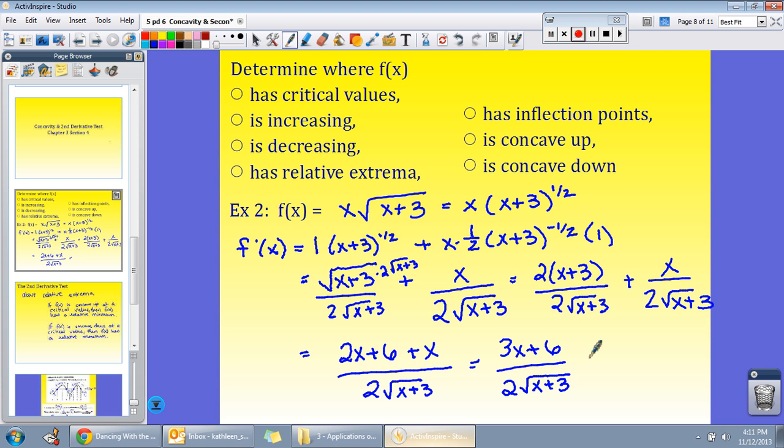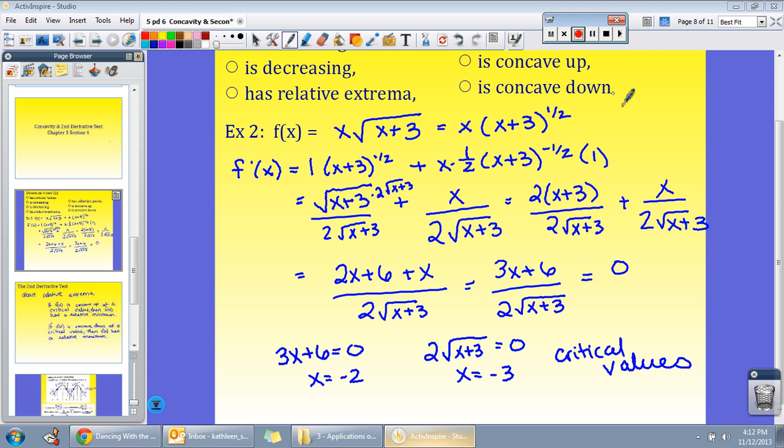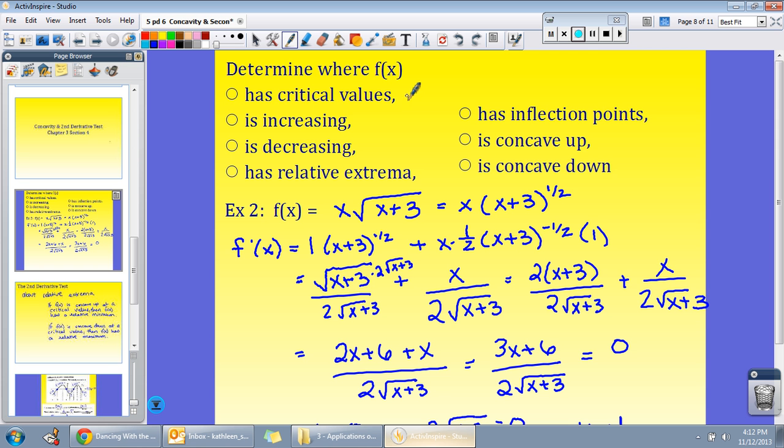Now that we have a derivative, we're going to set the derivative equal to 0 and solve for x for the critical values. We're going to set the numerator equal to 0, so we're going to get x equals -2, and the denominator equal to 0. And here we're going to get x equals -3. So our two critical values are -2 and -3. Okay, so we have that. So I'm going to check off on the list critical values.